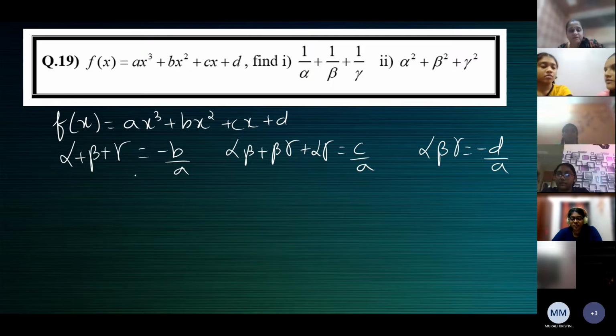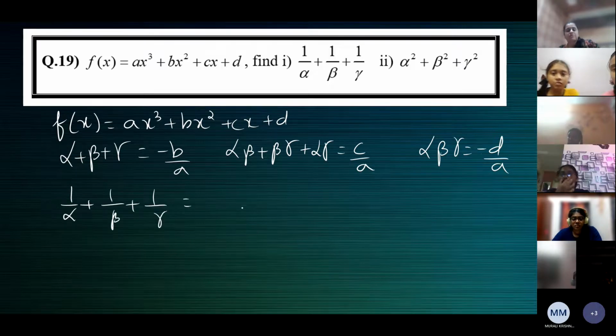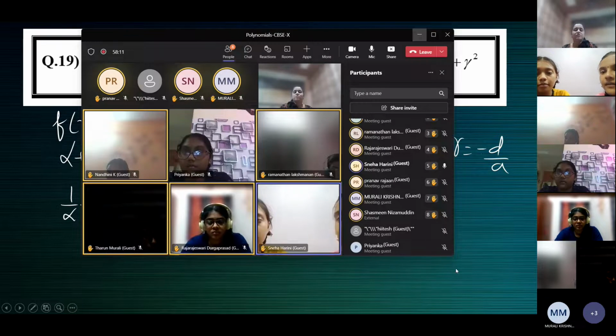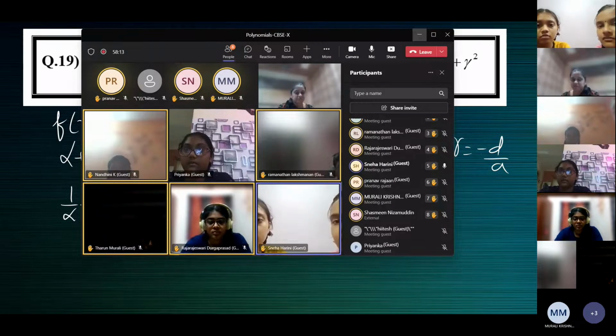Now we need to find the value of 1 by alpha plus 1 by beta plus 1 by gamma. What's the LCM of alpha, beta, and gamma? What will be the common denominator for alpha, beta, and gamma? Class, what's the common denominator? Alpha, beta, gamma.